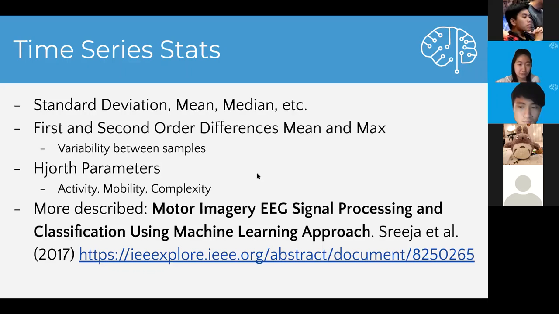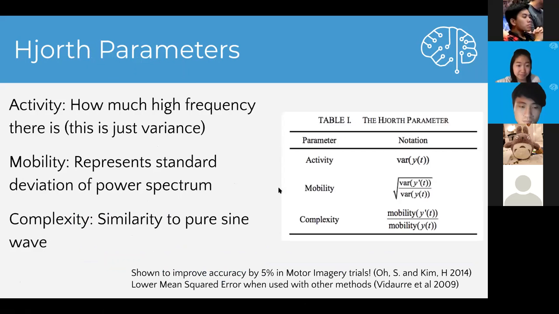And then there's also the Hjorth parameters, which give us activity, mobility, and complexity. We'll go over that a little bit more. And then there's also a paper here that illustrates a lot of this math and how they applied it using machine learning to do motor imagery classification. So if you have some time, you can also take a look at that.